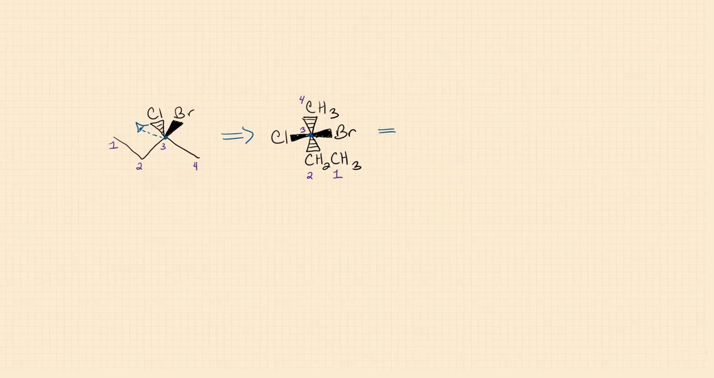The Fischer projection is this view, but drawn as a stick figure. No dashes or wedges. They're implied. Vertical lines will always be dashes away from us, and horizontal lines will always be wedges towards us. So a Fischer projection is a flattened out, top-down view of the molecule.